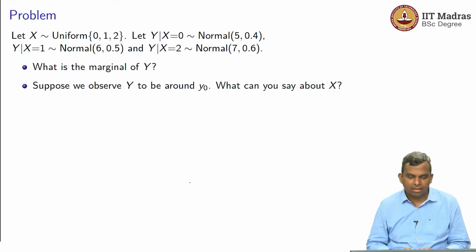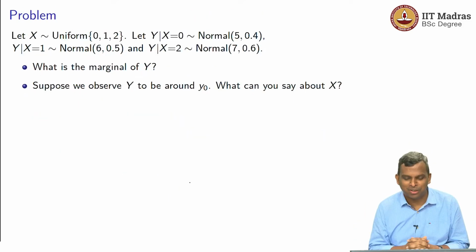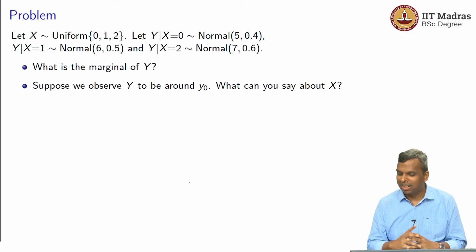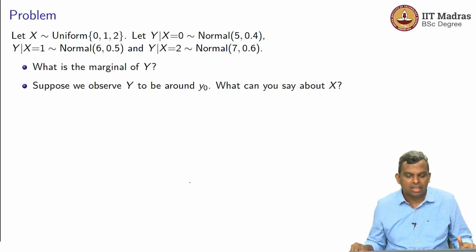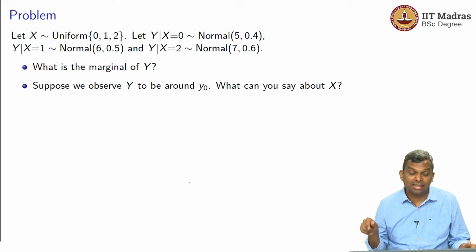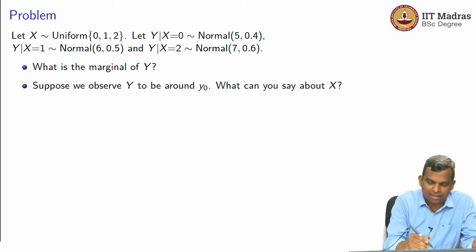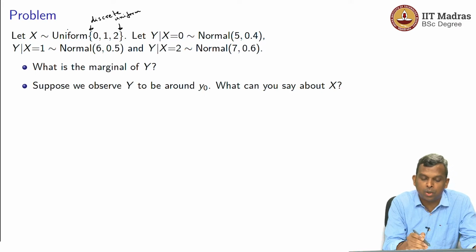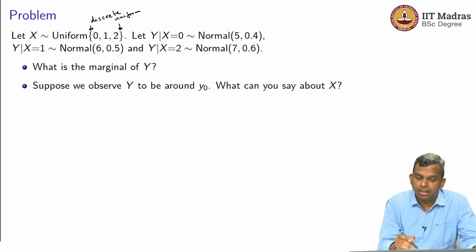Okay, so here is a problem. Whenever you see a description, you should also do a problem. So let's do this problem. It says X is uniform {0, 1, 2}. Notice these braces here clearly indicate that this is a discrete uniform random variable, taking three values 0, 1, 2. And then Y given X equals 0 is normal(5, 0.4).